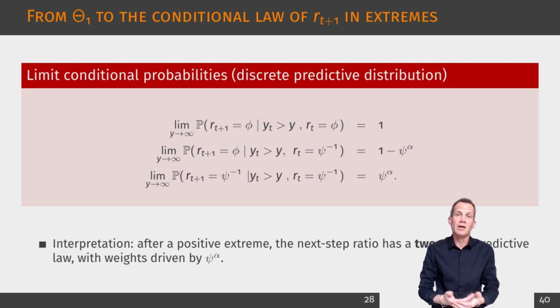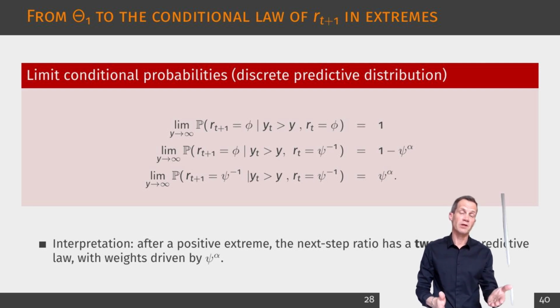If instead R_t equals 1 over psi, that signals we are on the non-causal side with n smaller than 0, and then the next step branches. With probability psi to the power alpha, the epicenter is strictly negative, so the process continues on the non-causal branch, and R_{t+1} stays at 1 over psi. With probability 1 minus psi alpha, we are exactly at the boundary n equals 0, so the process switches and R_{t+1} jumps to phi. In short, after a positive extreme, the next step ratio has a two-point predictive law, and the branching probability is governed by psi alpha. Tail thickness and non-causal persistence jointly control continuation versus switch.